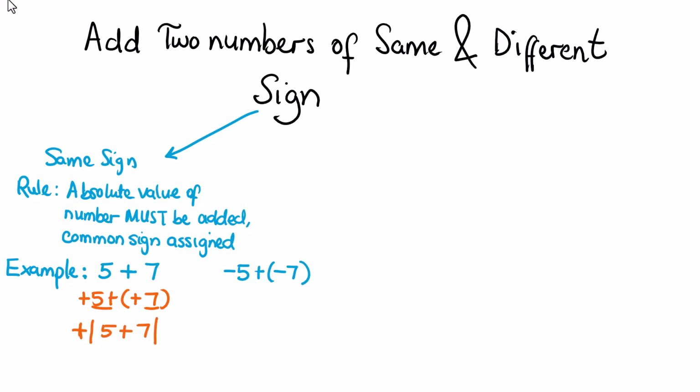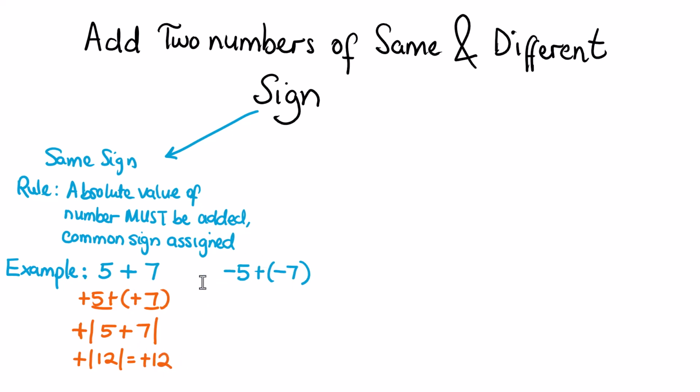And this is how we are able to accomplish this, to be +5 plus 7, which gives us absolute value 12, and this here is equal to +12. Therefore, if you add positive integers, you get a positive integer.